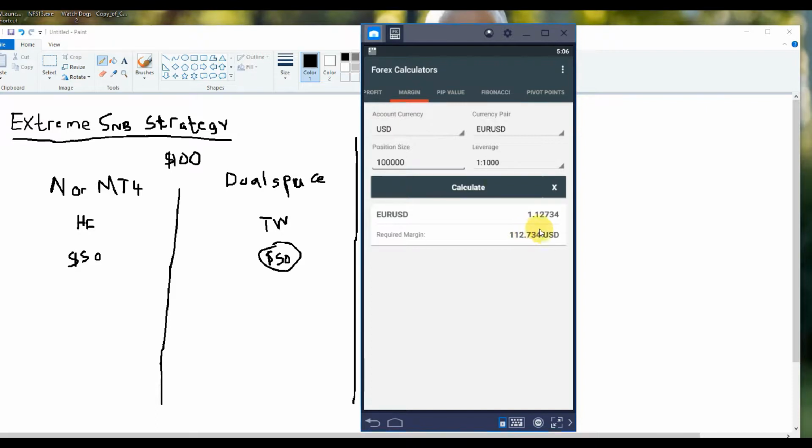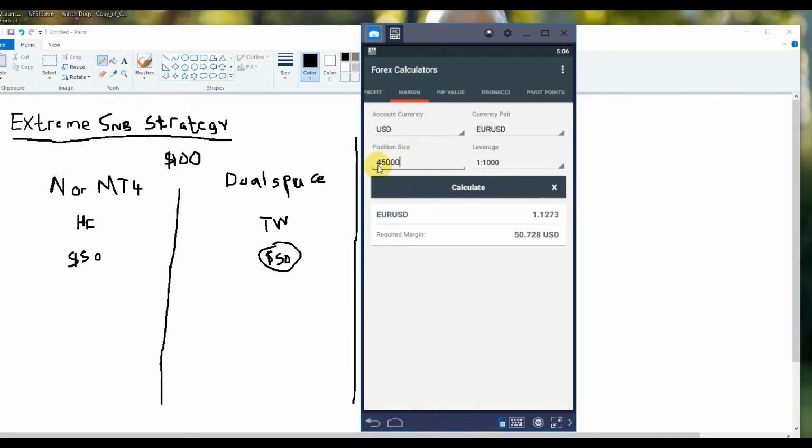Like I said, don't worry about the decimal places. So I'm going to click on calculate. Then this is the number that we're given here. Now obviously 112 is far greater than $50, so we're going to reduce the position size maybe to 45,000. This is now a trial and error thing. So as you can see, 45,000 gives us exactly $50 here.